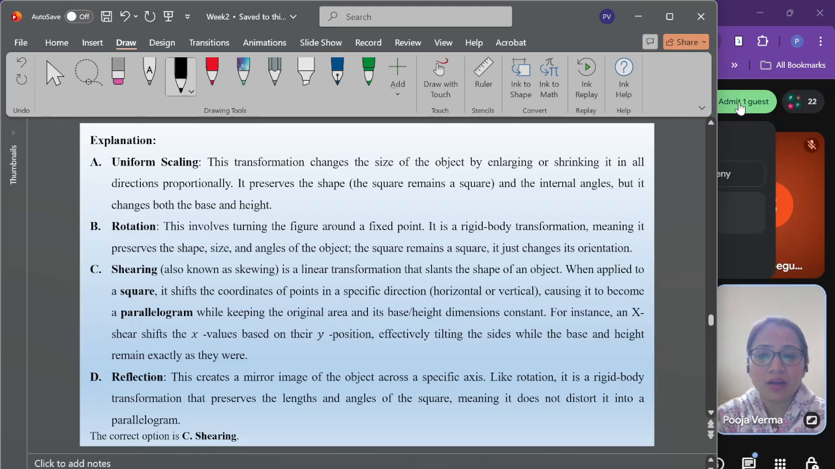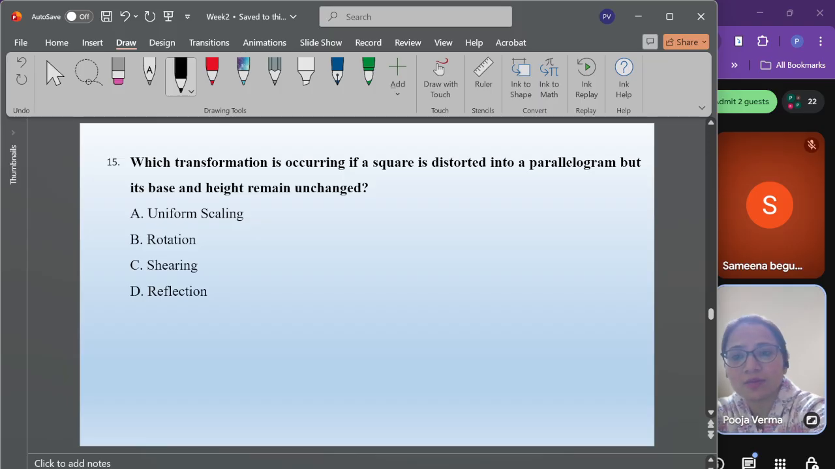Okay. And reflection, this is not related to this one. It creates a mirror image of the object across a specific axis. Like rotation, it is a rigid body transformation that preserves lengths and angles of the square. That means it does not distort it into a parallelogram. So yeah, option C is the best match for this question.